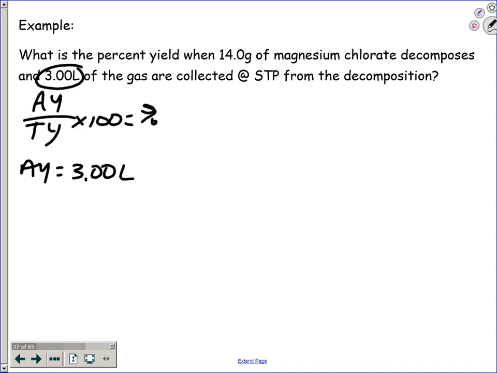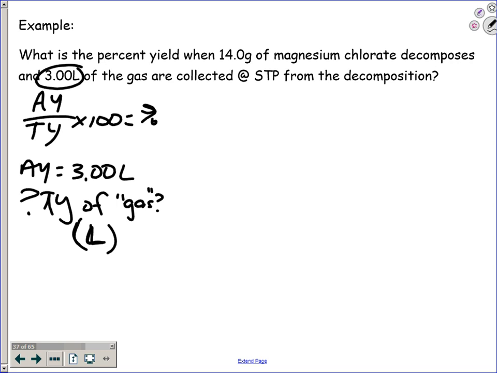Theoretical yield, right? So our question is, what's the theoretical yield of said gas? That's what we have to find, and that's going to be in liters. I didn't mention this earlier: anytime you do percent, it has to be the same unit on top and bottom or they won't cancel. So that makes sense. It has to be in liters.